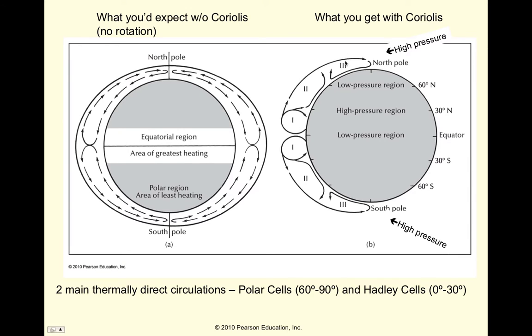You also have thermally direct circulations at the poles, called the polar cells, where again, relatively warm air rises up at about 60 degrees north or south, and then it heads towards the poles where it gets colder, enters the colder columns there in the poles, and sinks, returning the circulation. So you have two main sets of thermally direct circulations, two for each hemisphere, the Hadley cells and the polar cells.